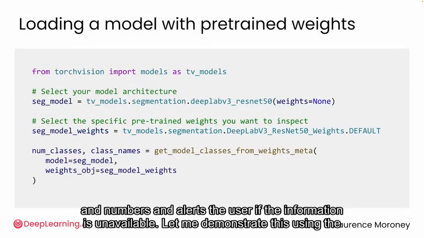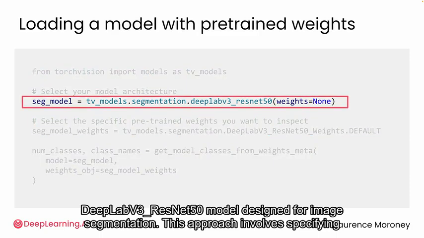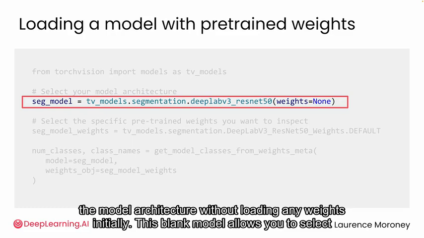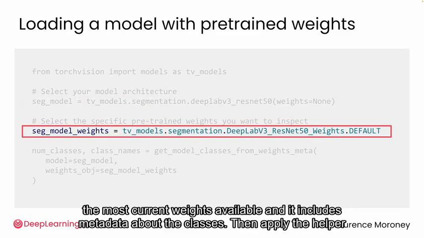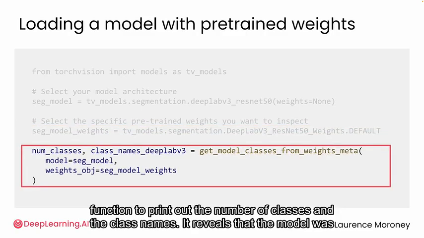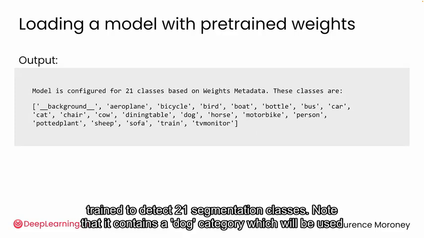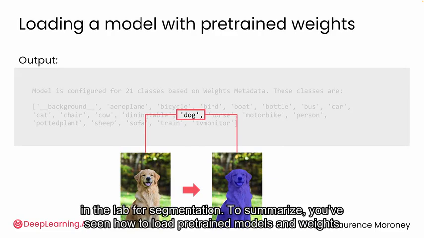Let me demonstrate this using the DeepLab v3 ResNet50 model designed for image segmentation. This approach involves specifying the model architecture without loading any weights initially. This blank model allows you to select the most current weights available, and it includes metadata about the classes. Then apply the helper function to print out the number of classes and the class names. It reveals that the model was trained to detect 21 segmentation classes. Note that it contains a dog category, which will be used in the lab for segmentation.